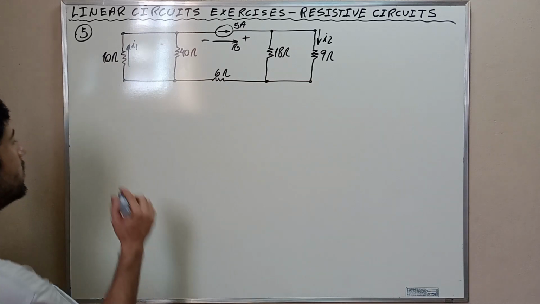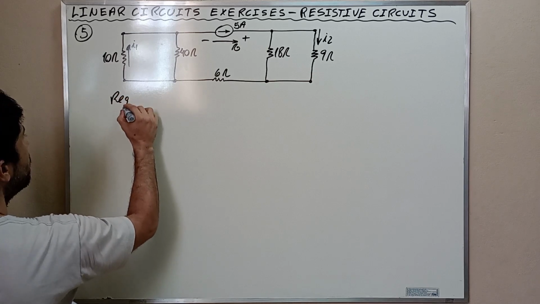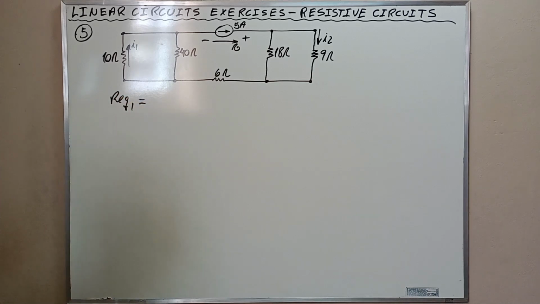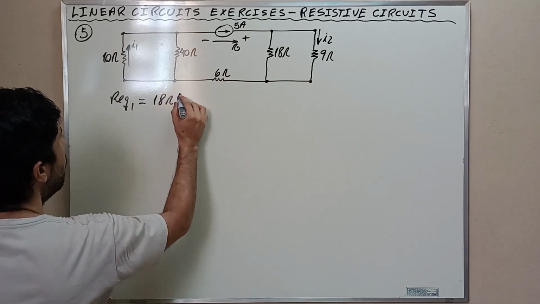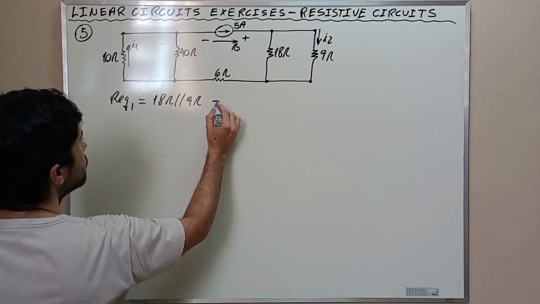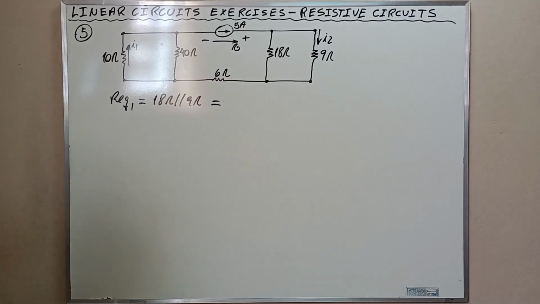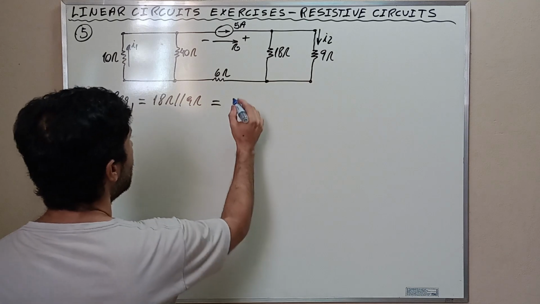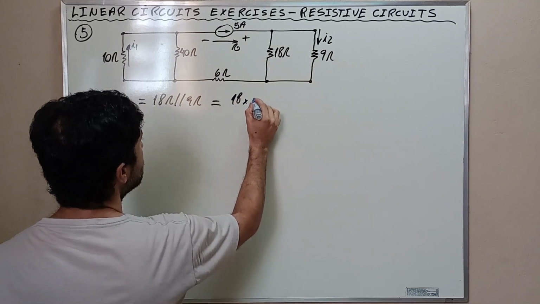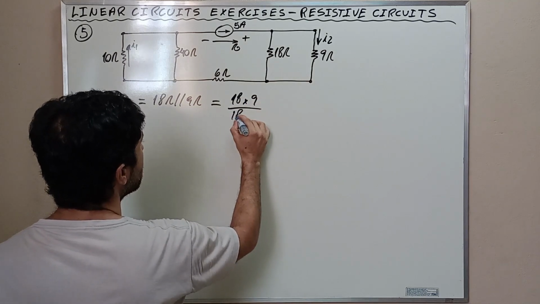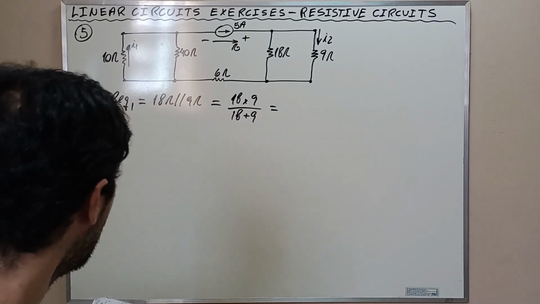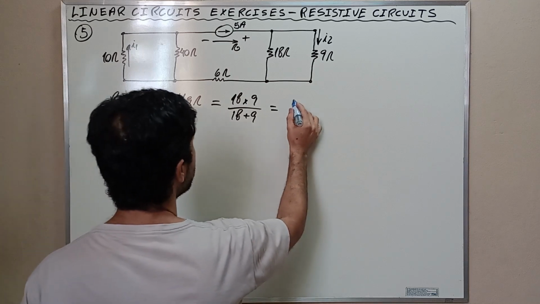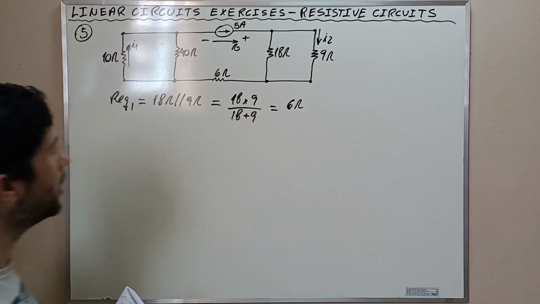We are going to combine them, and we are going to call equivalent resistance number 1, which is the parallel connection between 18 ohms and 9 ohms, okay? And when combining resistances in parallel, we do the following. It is the product divided by the sum, okay? And the result is 6 ohms, okay?